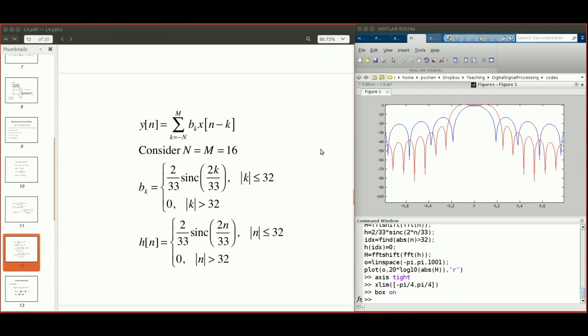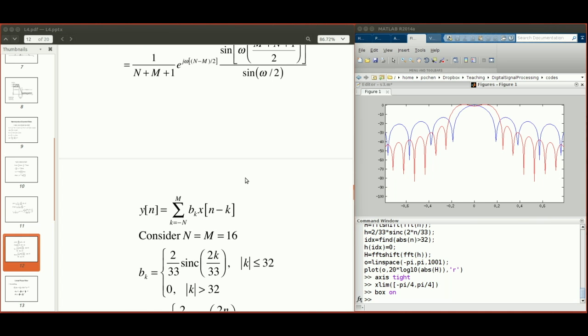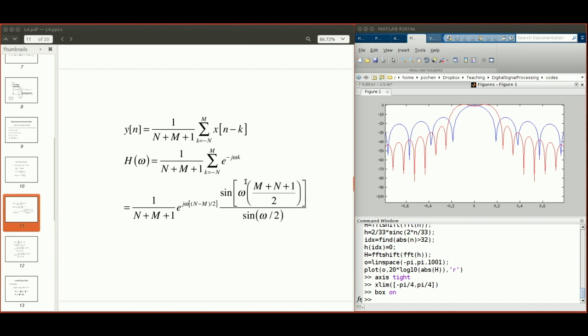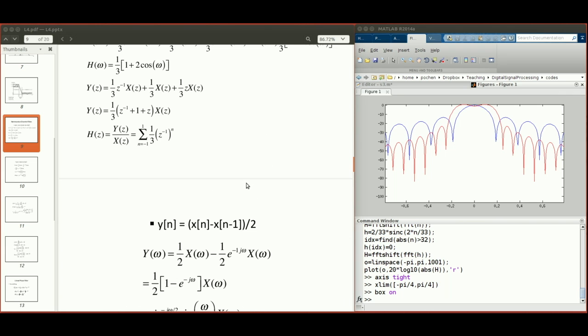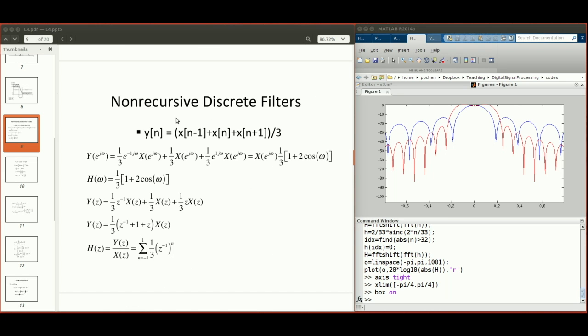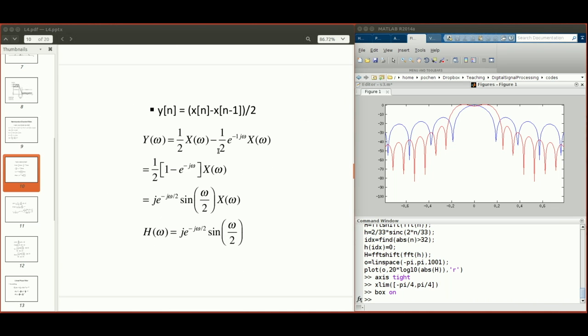Now, in the previous lesson, we looked at some generalizations of the multiple-point moving average. We started from a 3-point average, and we did a Matlab script to show that this 3-point moving average is indeed a low-pass filter, right? It's a low-pass filter.